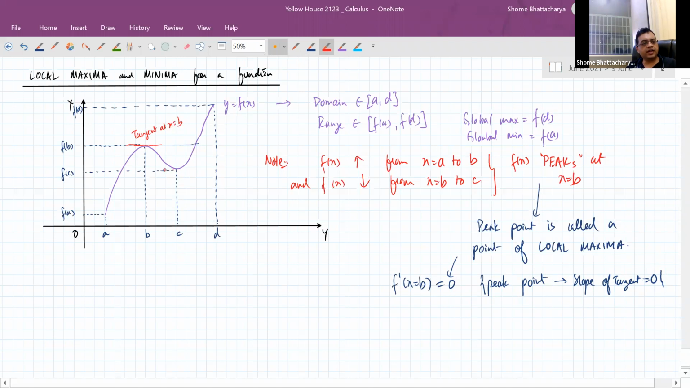Similarly, you'll see if I draw a tangent exactly at the dip point, that will also have a slope which is 0. This will also have a slope equal to 0. Okay. So again, you can see it's like an inverse of this behavior as far as the point c is concerned. The function is decreasing from x equal to b to c. And then again, the function is increasing after c.